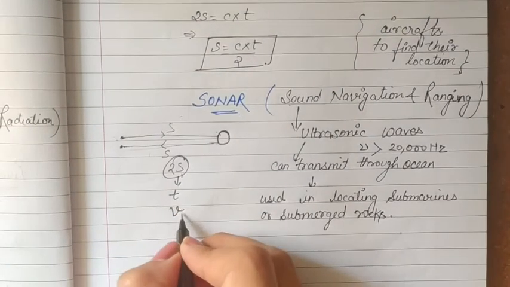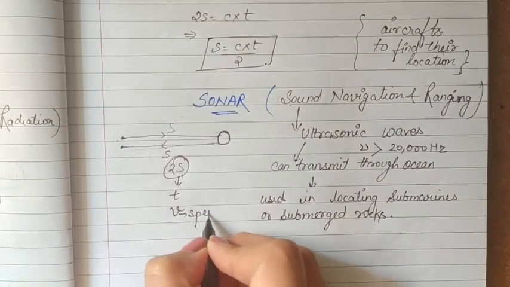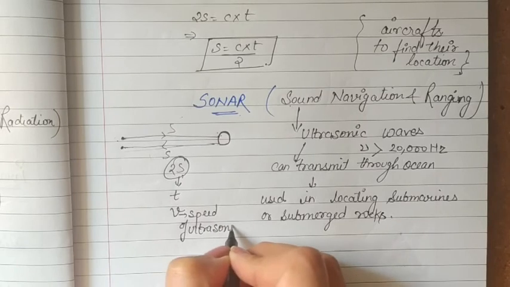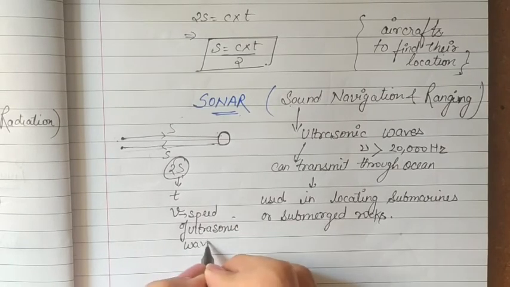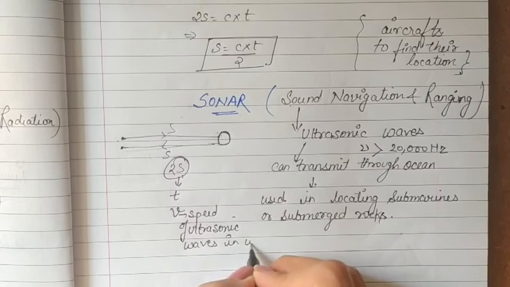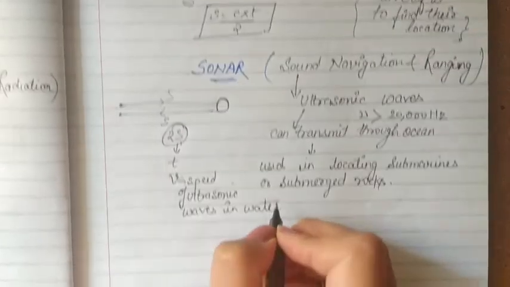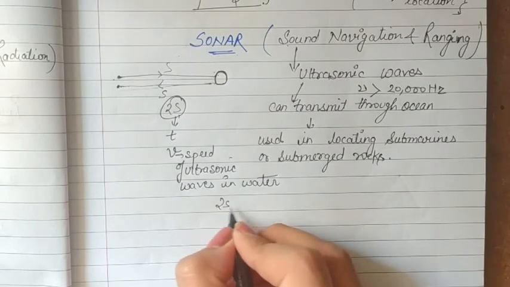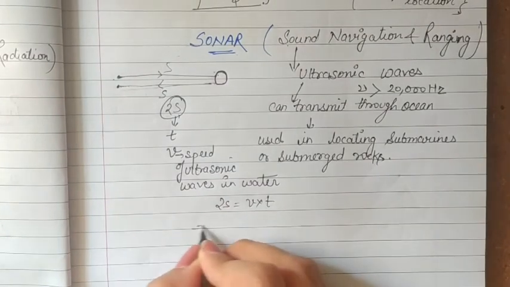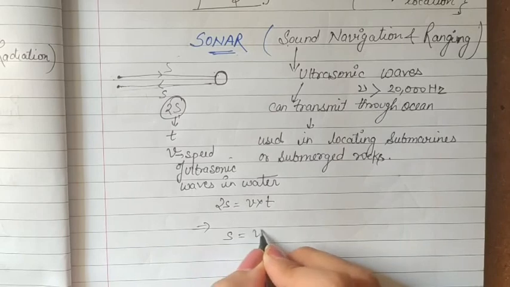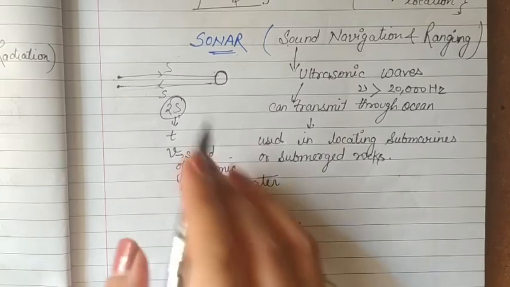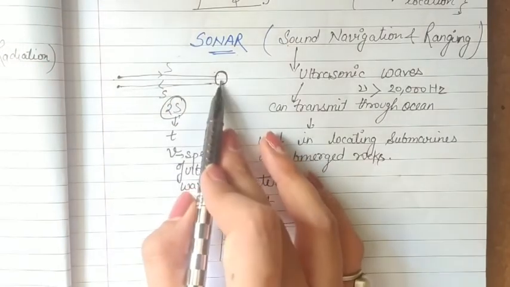This v is the speed of ultrasonic waves in water, and for this, now concluding this, we have the formula 2s is equal to v into t, and from this formula we get S is equal to V into T by 2, where T is the time taken by the ultrasonic wave to hit the target and come back.